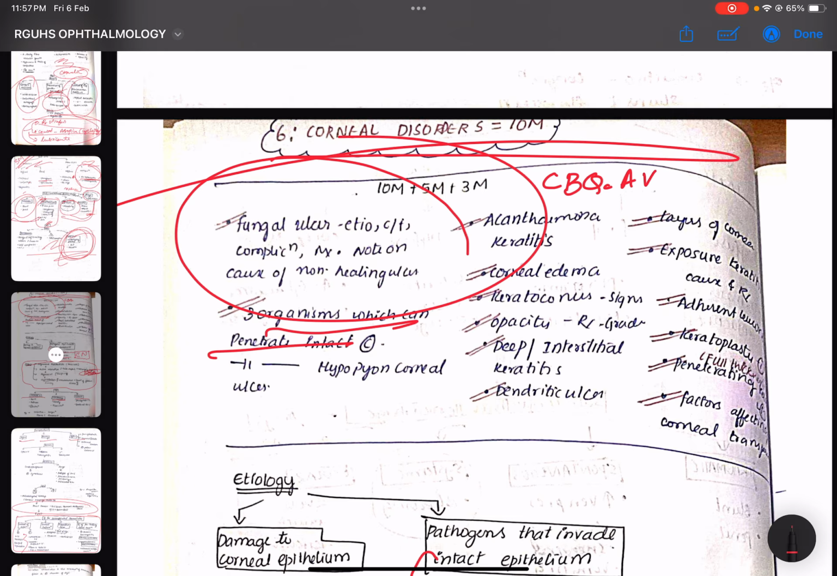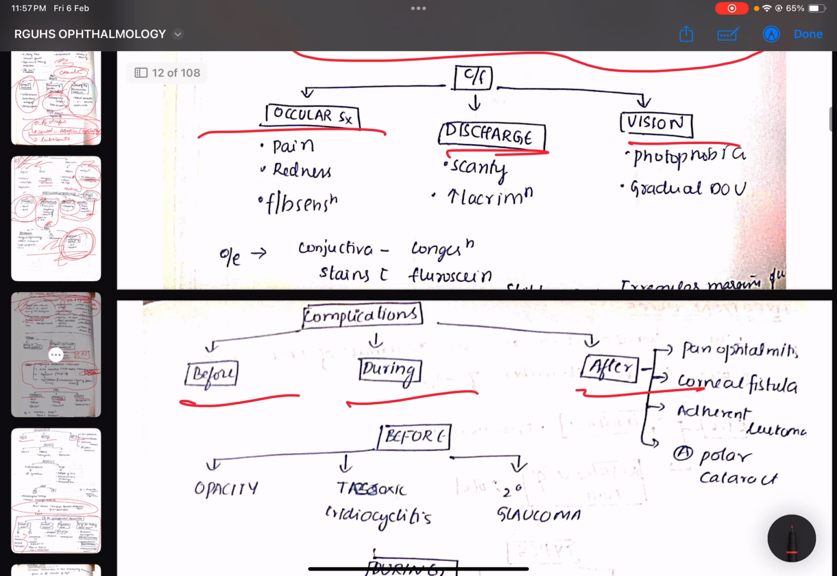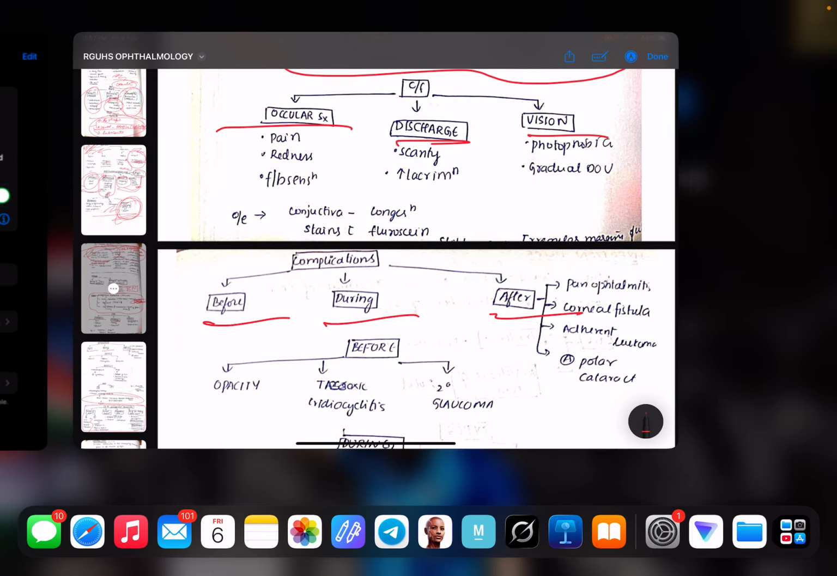A vegetative matter trauma. If you get something related to this question, a vegetative matter trauma, blindly write fungal also. Okay, blindly. Though there are not many differentials, 100% it will be something related to fungal also. Again, write the same things. Okay, don't even write anything further.